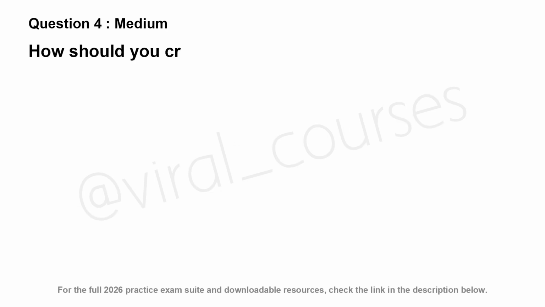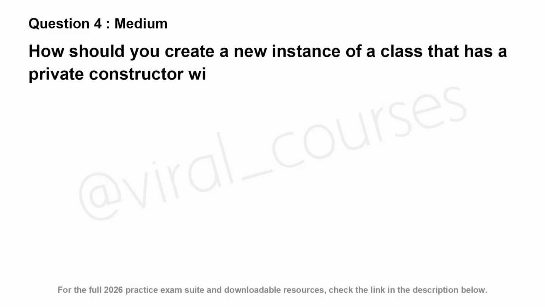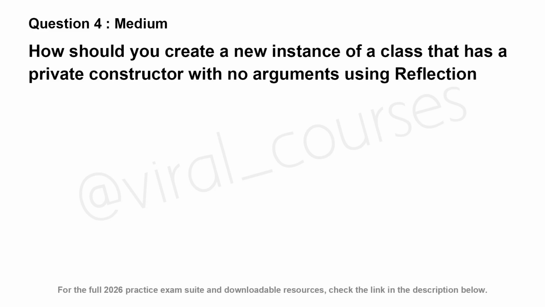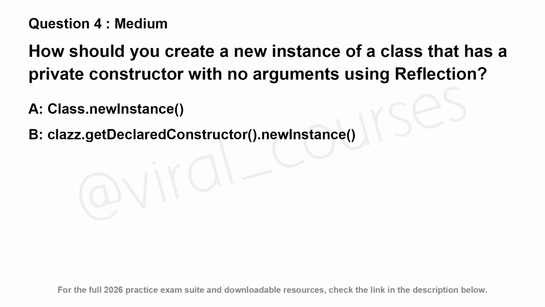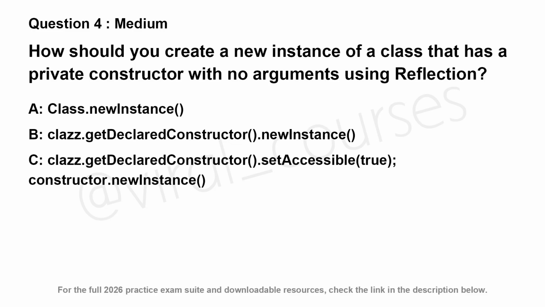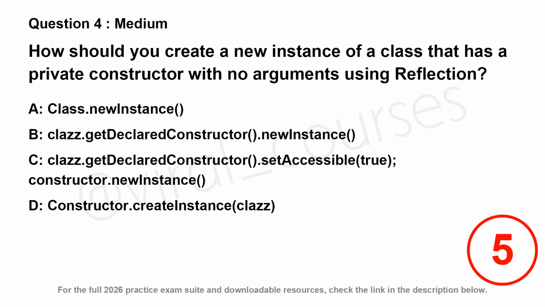How should you create a new instance of a class that has a private constructor with no arguments using reflection? Option A, Class.newInstance(). Option B, Class.getDeclaredConstructor().newInstance(). Option C, Class.getDeclaredConstructor(), setAccessible(true), then Constructor.newInstance(). Option D, Constructor.createInstance(Class).